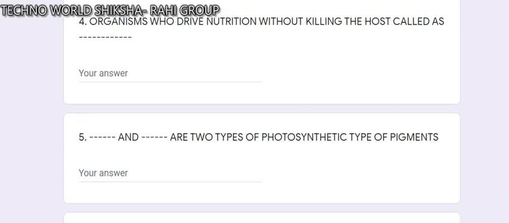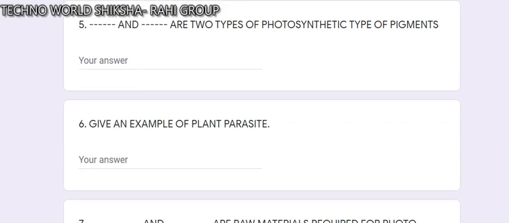Now we are moving to your question number 5. Dash and dash are 2 types of photosynthetic pigments. Now, photosynthetic pigments. Generally, the pigments are of three types. These are chlorophyll, carotenoids, and xanthophyll. Mainly, these are the three types which we generally study: chlorophyll, carotenoid, and xanthophyll. So, chlorophyll and carotenoids are two types of photosynthetic pigments. Chlorophyll and carotenoids.